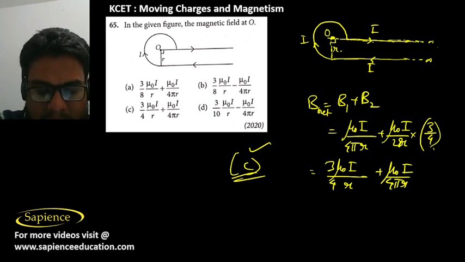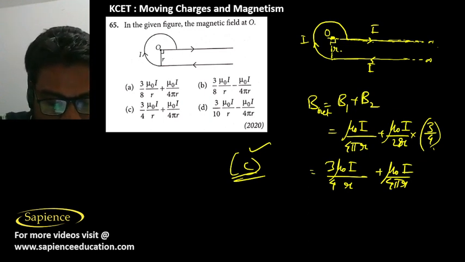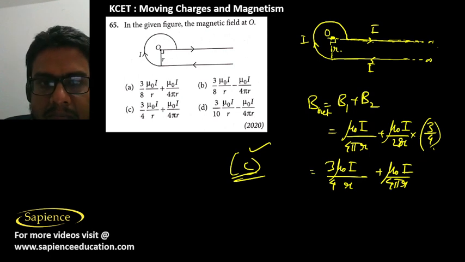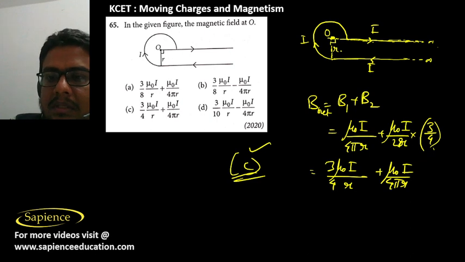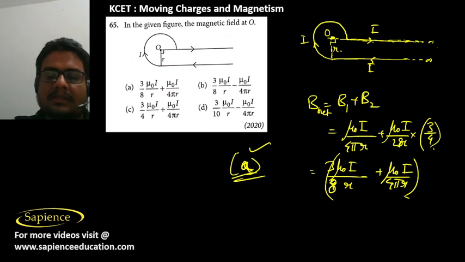Mu naught I. Okay, so this will be mu naught I by, okay, this is 3 by 8, sorry, 3 by 8 mu naught I by r plus mu naught I by 4 by r. So 3 by 8, okay, so this is option A. So option A is the correct answer.